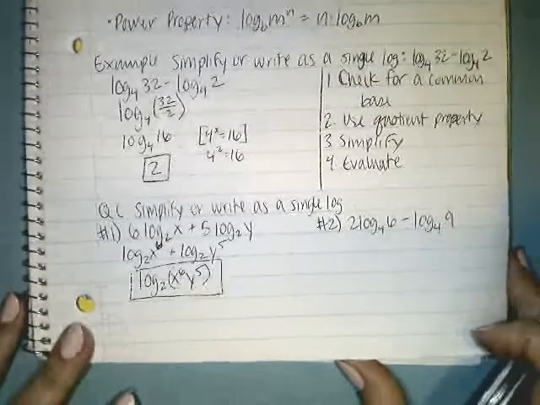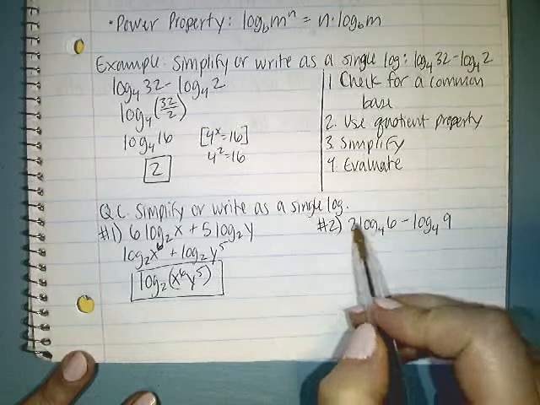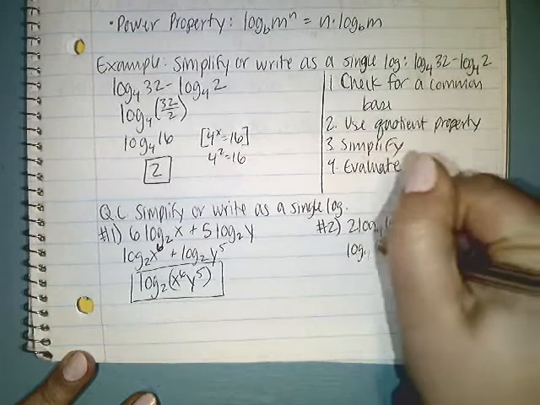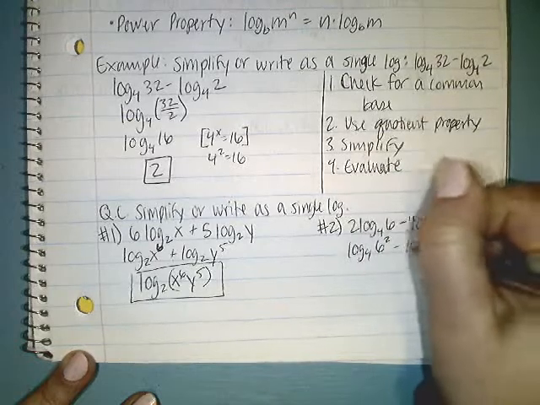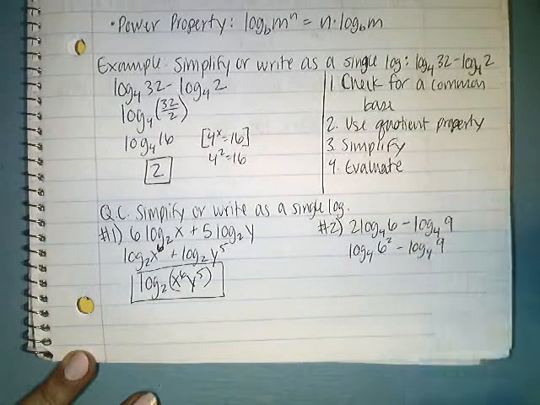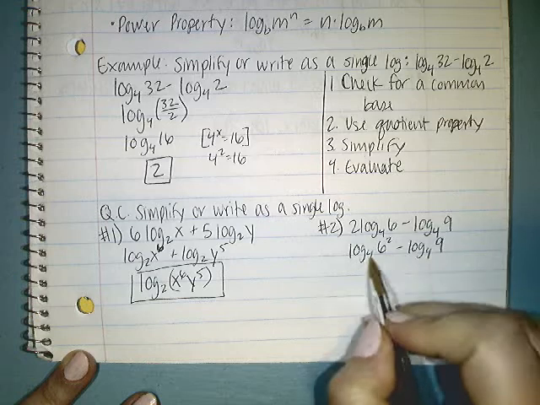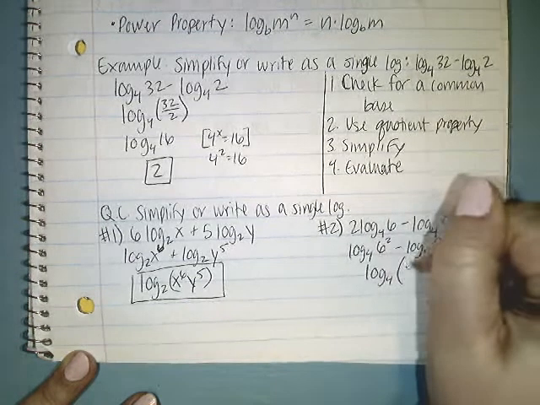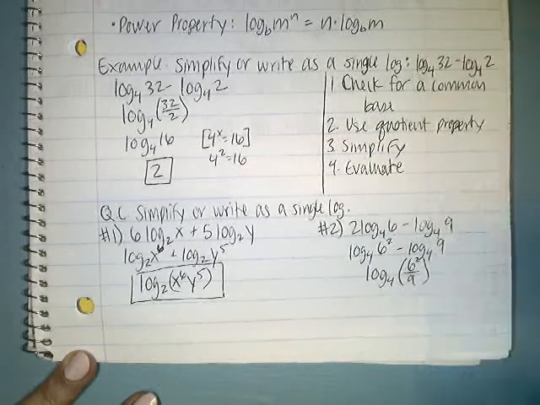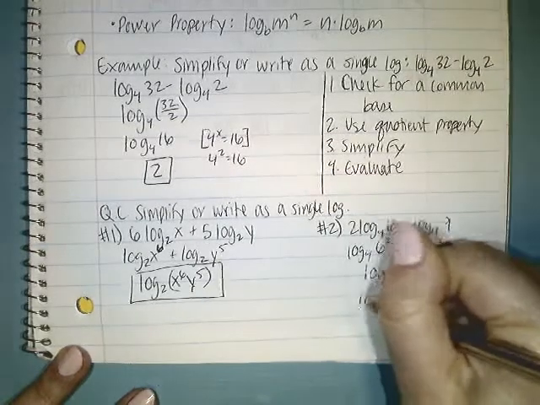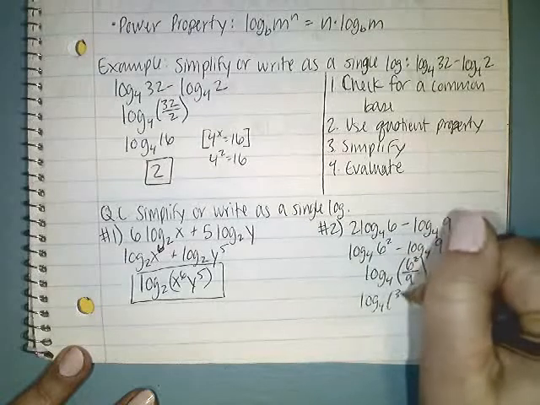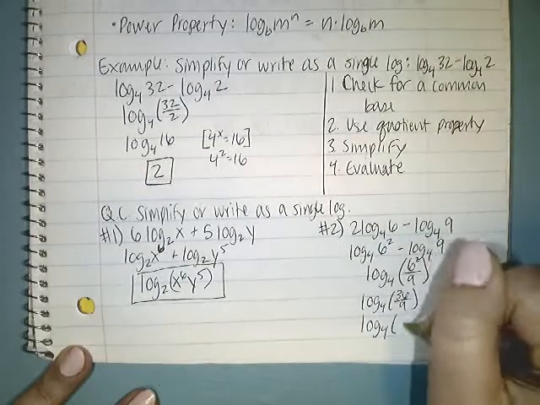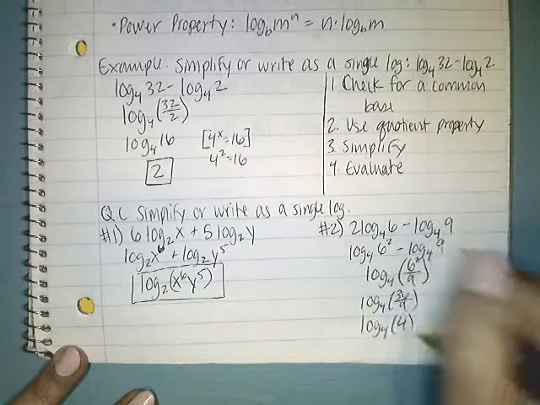So let's go on to the next one. Same idea here. I have a coefficient in front, so I'm going to bring that into the exponent. So I have log base 4 of 6 squared minus log base 4 of 9. Since I'm subtracting these and they have the same base, I'm going to use my quotient property. So I have log base 4 of 6 squared over 9. And now I can simplify that. I know log base 4 of 36 over 9 will simplify to log base 4 of 4.